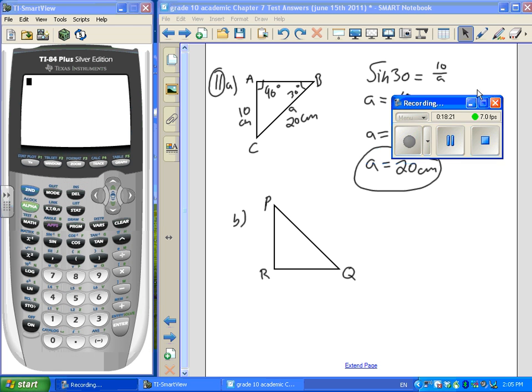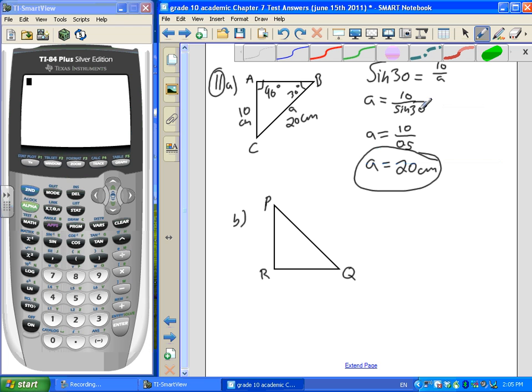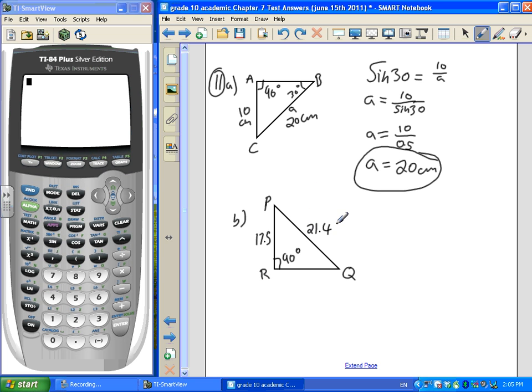Triangle PQR. They're giving us a measurement that angle R is 90. Side Q is 17.5. And side R is 21.4. The question asks us to find the hypotenuse. If you label a triangle correctly, you'll notice that they've already given us the hypotenuse. Hypotenuse is always opposite of 90 degrees. So the length of the hypotenuse is 21.4. That's why our question was only worth 1 mark.